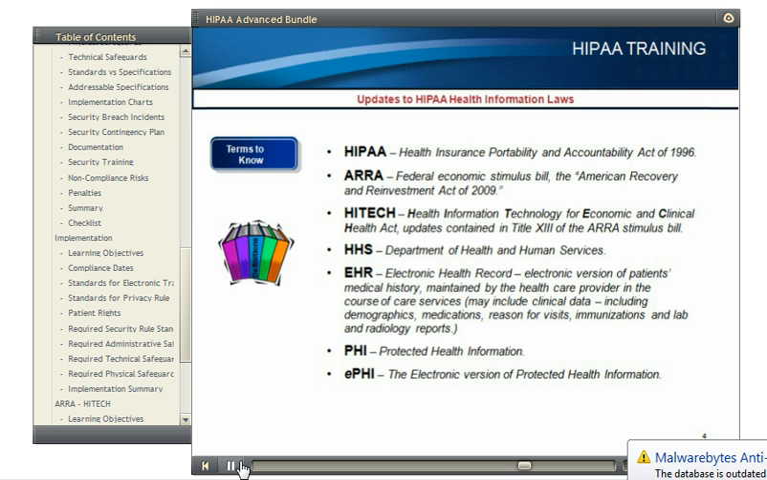EHR, Electronic Health Record, electronic version of a patient's medical history, maintained by the healthcare provider in the course of care services, may include clinical data, including demographics, medications, reason for visits, immunizations, and lab and radiology reports. PHI, Protected Health Information. ePHI, the electronic version of protected health information.